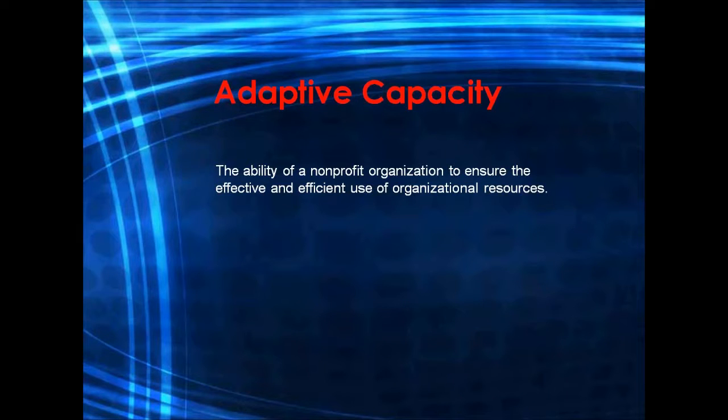In addition, adaptive capacity is the ability of a nonprofit organization to ensure the effective and efficient use of organizational resources. This fits under operational capacity as well. The nonprofit organization should be able to ensure that the resources are used effectively and efficiently.